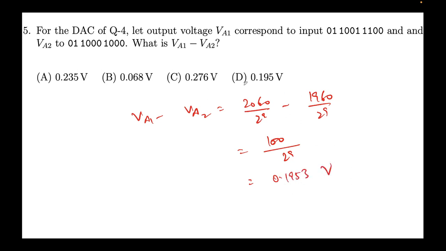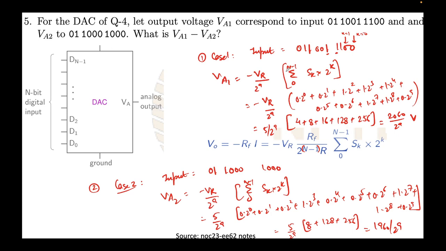So we see it matches option D. So how did we do this? For the first input we obtained the output using this expression, letting RF equal to R, so it gets cancelled. And we saw which of the switches are on. So we saw that these three, and so a total of 5 switches are on.